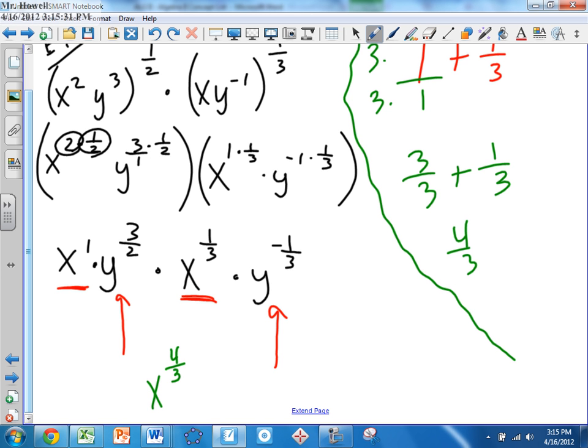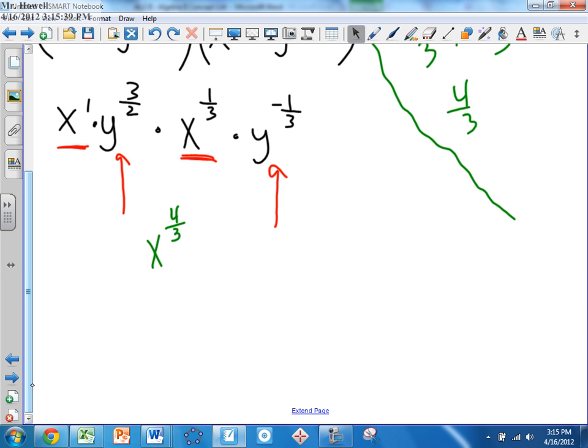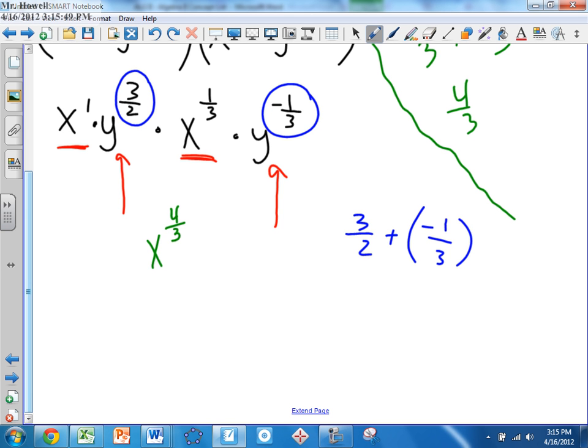I need a common denominator, right? What's the denominator going to be between the 1/3 and the 3 halves? 6, always. Okay. So here, now I want to do this 3 halves plus this negative 1/3. What's missing on the left-hand side to make it a 6? 3. So let's do 3 over 3. What's missing on the right-hand side?